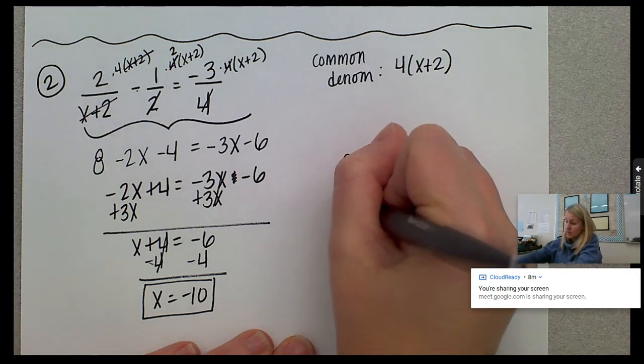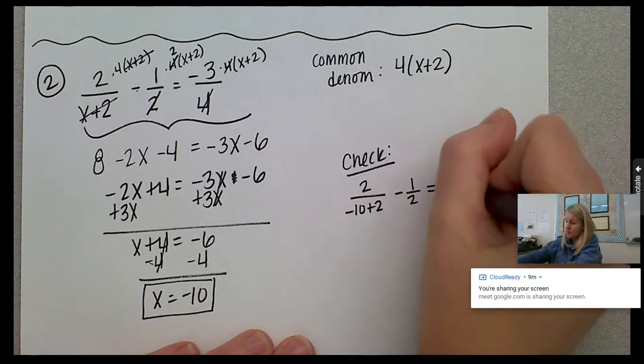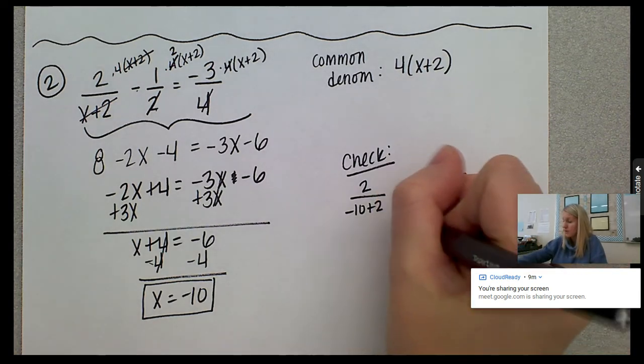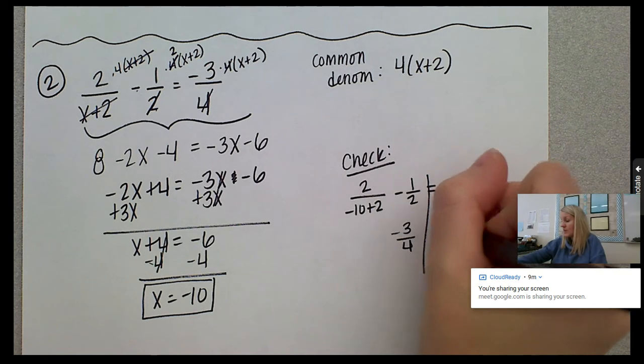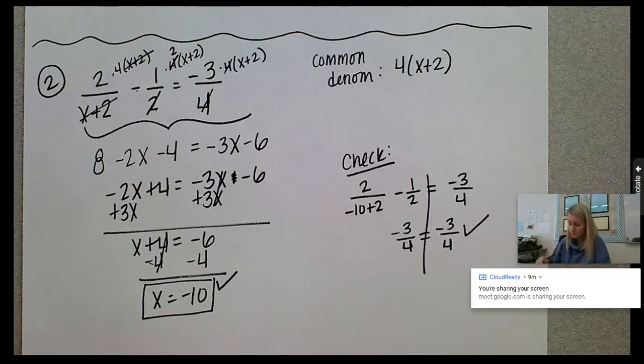So 2 over negative 10 plus 2 minus 1/2 equals negative 3/4. I'm trying to make sure that the left side equals the right side. I'm just grabbing my calculator because it's easier. So that would give me what? 2 over negative 10 plus 2 is 8, negative 8. So 2 over negative 8 minus 1/2. I have no clue what it is, so I'm just throwing it in my calculator. It comes out to negative 3/4. And I'm feeling good about life because the other side was negative 3/4. Those are equal. So this is definitely an answer.